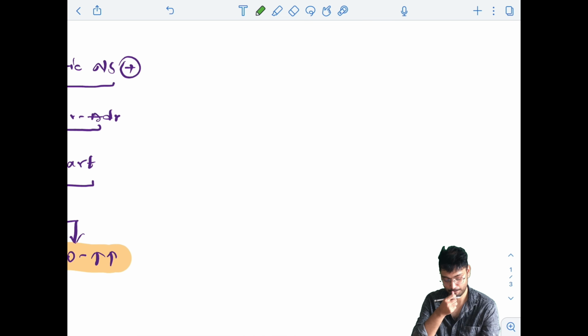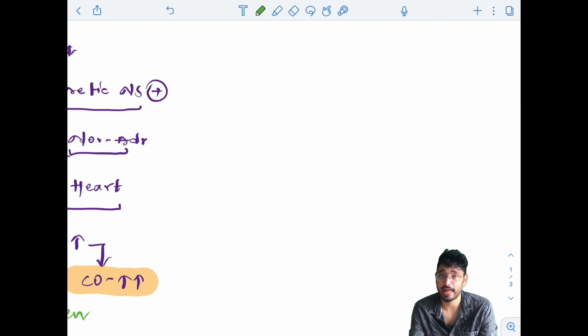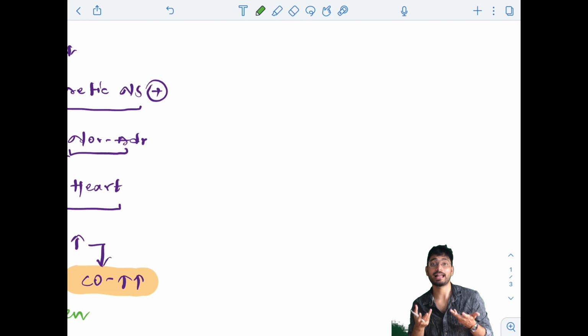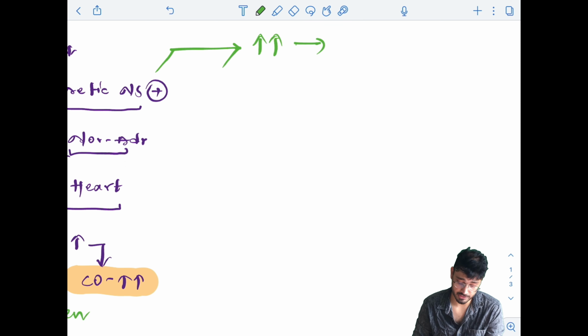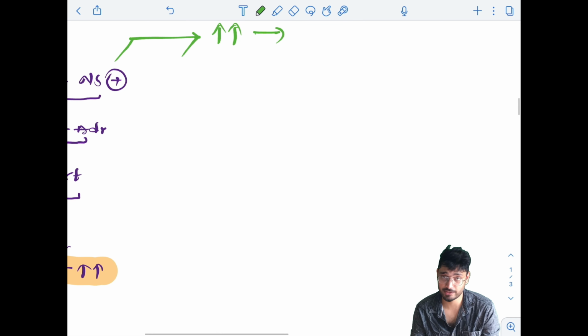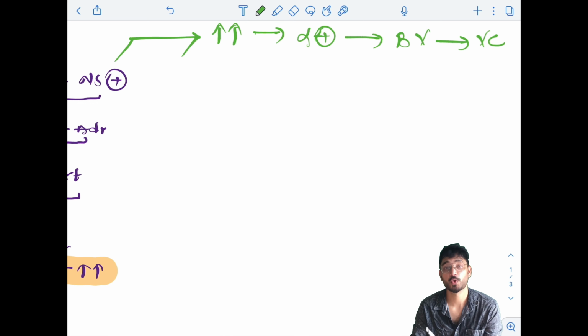So let's see. The sympathetic nervous system basically acts via which receptors? One is the beta 1 receptors and the other one is the alpha receptors. We have seen the beta receptors, so what about the alpha receptors? Now we'll go for the alpha receptors. If the sympathetic nervous system is activated, alpha receptors will be activated. Alpha receptors are present mainly over the blood vessels, which causes vasoconstriction.